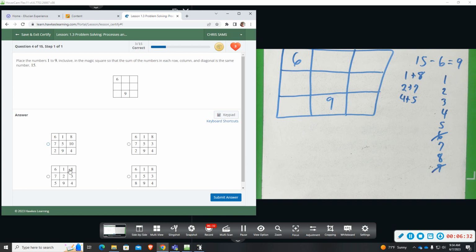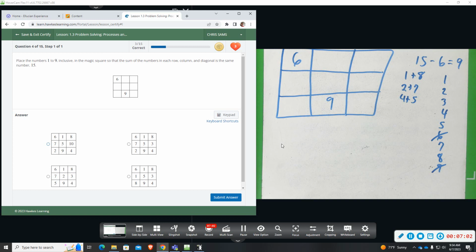So A, B, C, D. I've gotten rid of this one because it uses a number we can't use. We're going to get rid of this one because it repeats a number. Usually you're going to use each number once. So now I have a 50-50 shot of picking the correct one. And again, you can just add them up and see which one equals 15. Or you can fill it in yourself.